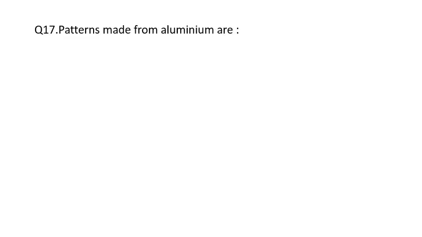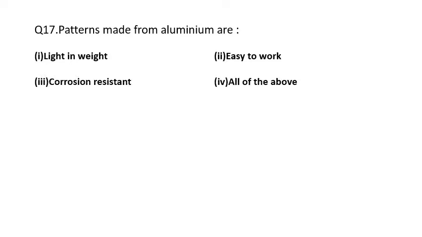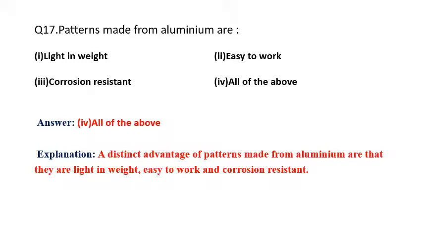Question number 17. Patterns made from aluminium are option 1 light in weight, option 2 easy to work, option 3 corrosion resistant, and option 4 all of the above. So aluminium patterns actually have all these characteristics. Hence the answer is 4, all of the above. They are light in weight, easy to work, corrosion resistant. So a distinct advantage of patterns made from aluminium is that they are light in weight, easy to work, and corrosion resistant.